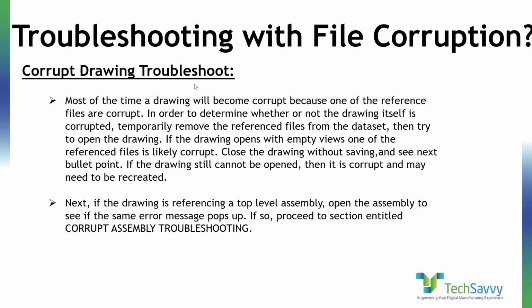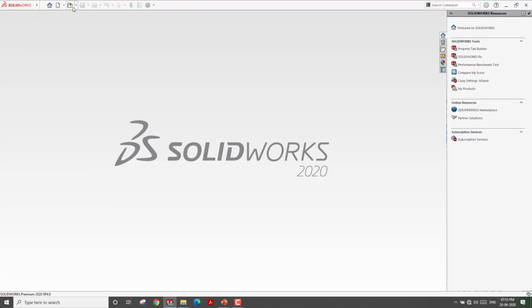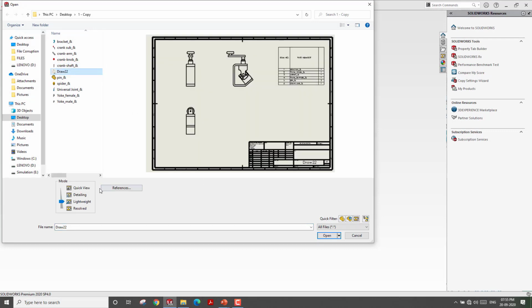Now, troubleshooting file corruptions. If you are having any corruption in a drawing file, what can you do to use the corrupted file? First, how do you know whether your file is fully corrupted or not? Use quick view mode whenever you are opening any drawing file. Let me open a drawing file, under the Windows tab you will find quick view mode.